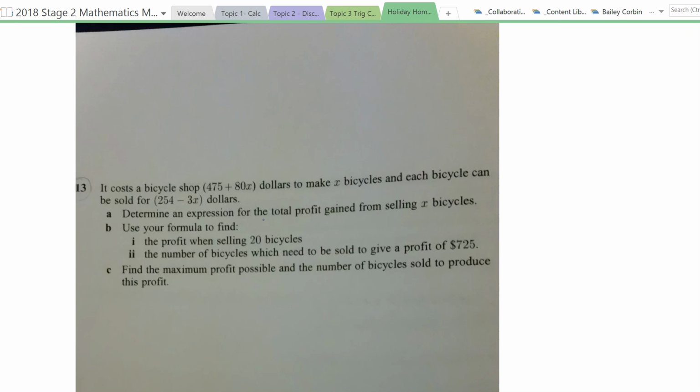First question: determine the total profit gained by selling x bikes. It costs the bike shop a total of $475.80 to make x bicycles, and then each bicycle can be sold for that amount of dollars. So very simply, profit is equal to the revenue, the amount of money you get from selling the items, subtract the cost of making them all.